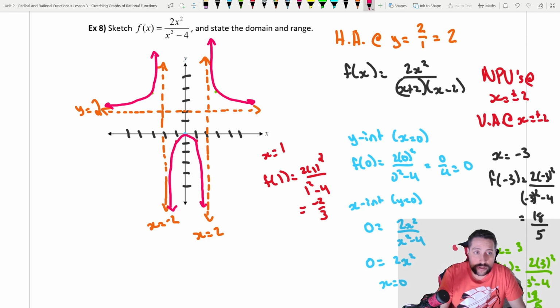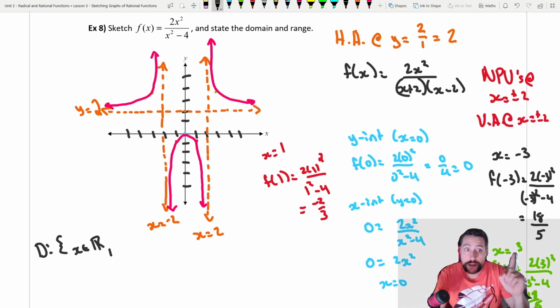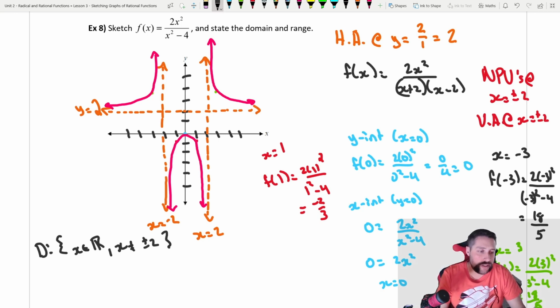Now, when it asks for its domain and range, let's do it. So the domain is going to be everything, but x can't be positive or negative 2. Your y's are going to be a little different. Your y can be everything, right, but 2.